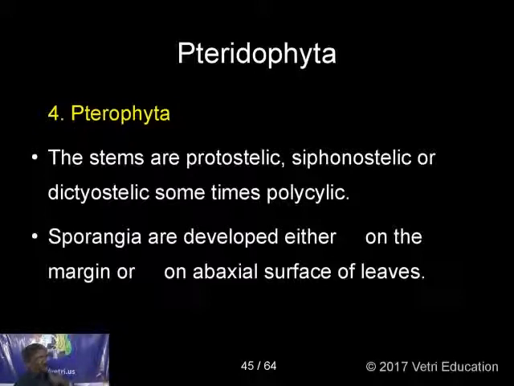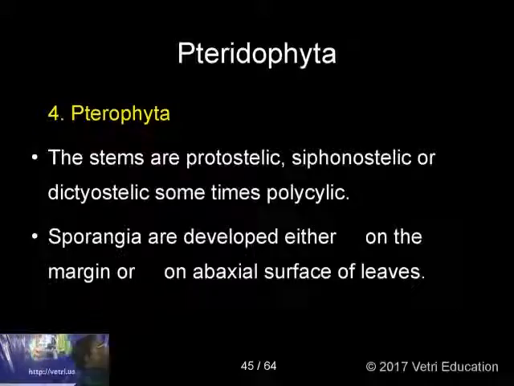These all I will tell you later. So these are all the types of steles you can find in Pteridophyta. Sporangia are developed either upon the margin or upon the abaxial side, the under side of the leaf, or it may be in the edges or margins of the leaf. A bunch of sporangia are developed.